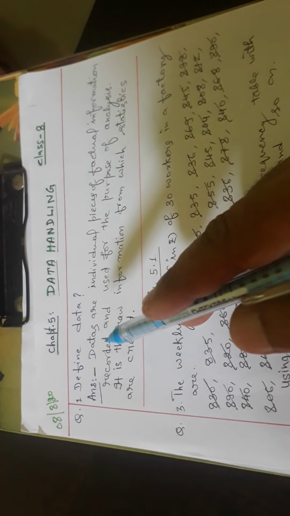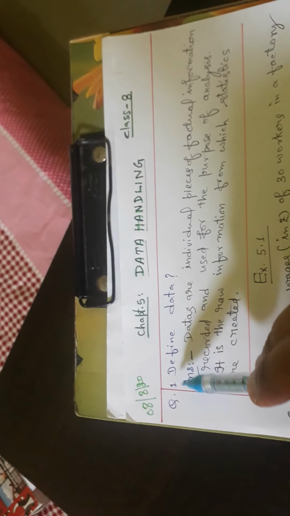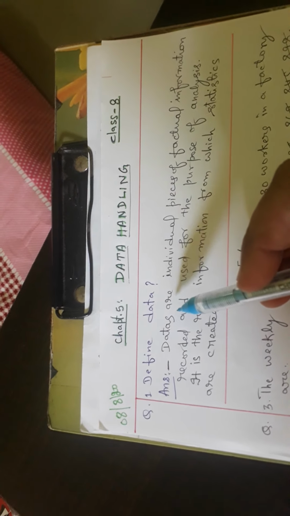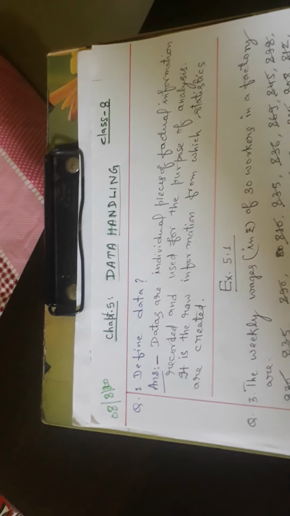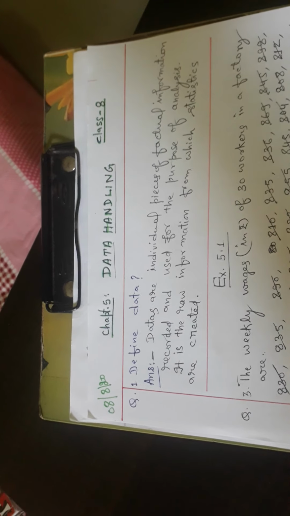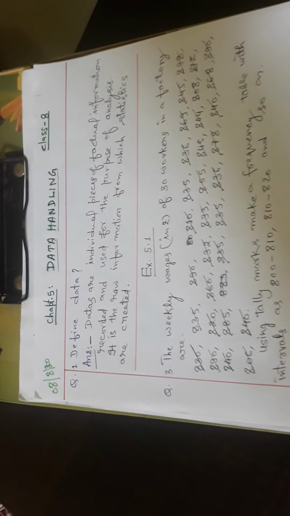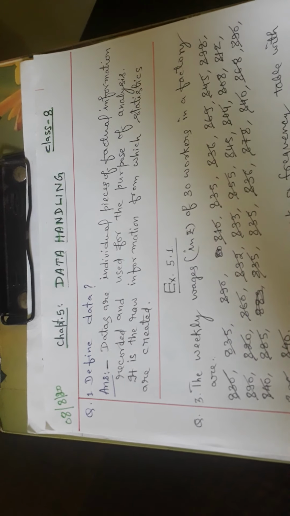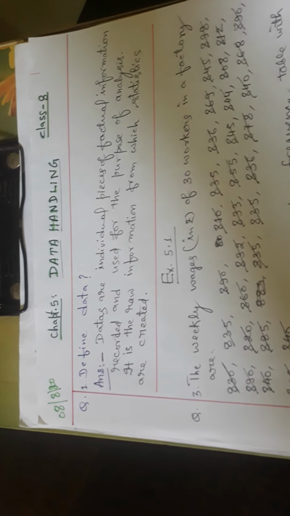Okay. So in this, I have done two questions. Question number one is define data. This is only a definition. Data means it is an individual piece of factual information recorded and is used for the purpose of analysis. It is the raw information from which statistics are created.